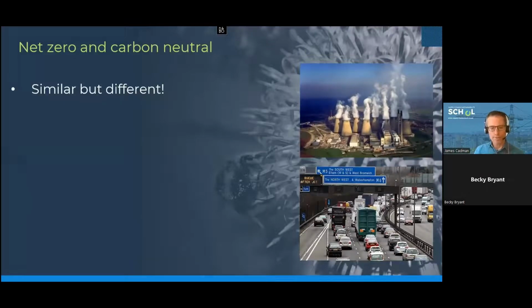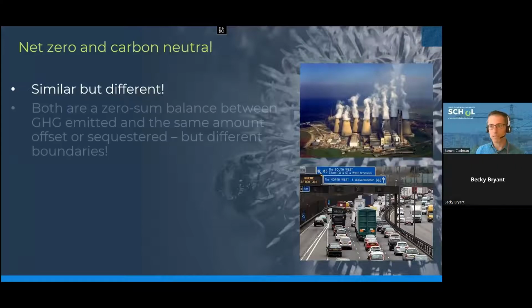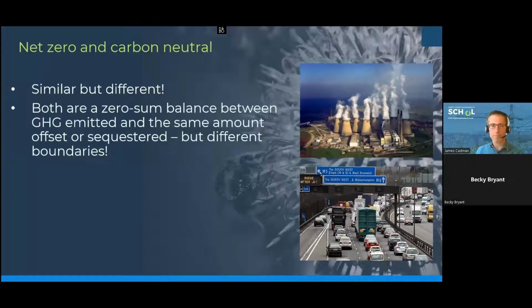I want to stress that there are many phrases out there. I'm sure you've heard of lots of them already. Net zero, carbon neutral, climate positive, carbon negative, carbon positive. There are various words that you can combine in different formats, basically. But the two main ones that are out there are net zero and carbon neutral. We've just covered net zero. I'm going to explain what carbon neutral is about because it does have a definition. As it says, they are similar but different. They are both about a zero-sum balance between the greenhouse gases emitted in one place and the same amount that is offset or sequestered in a different place. But they've got different boundaries. They cover different amounts of emission, basically.